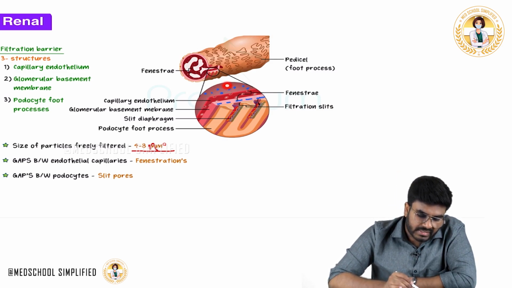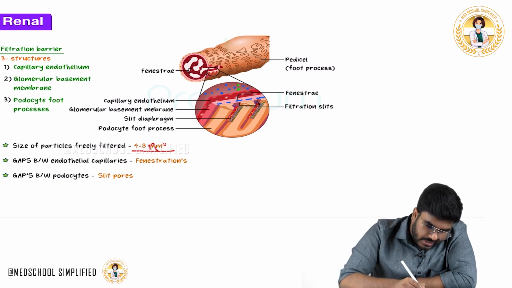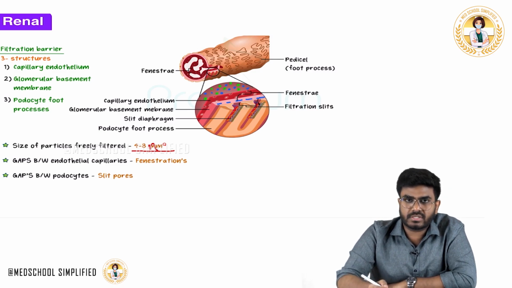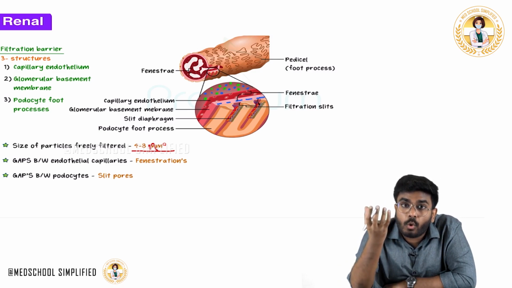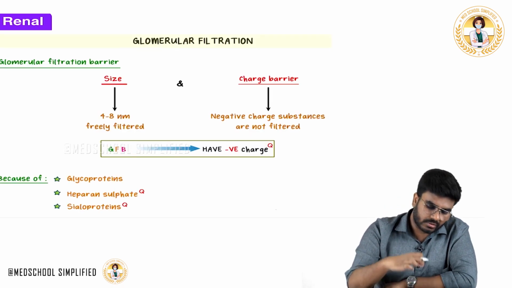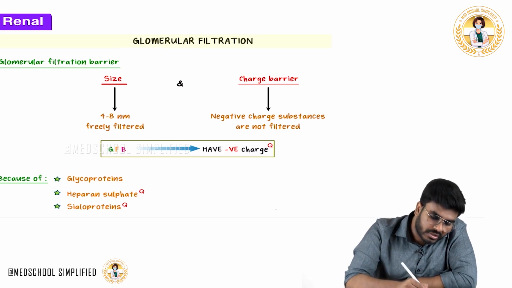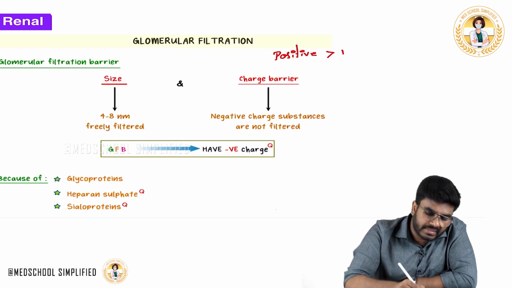But think of a substance which has a positive charge. What happens to positive charge substances when compared to neutral charge substances? These positive charge substances are more readily filtered. Why? Because the negative charge will attract the positive charge. That's a very important point. Which substances are more filtered? Positive charge substances are filtered more easily than neutral.